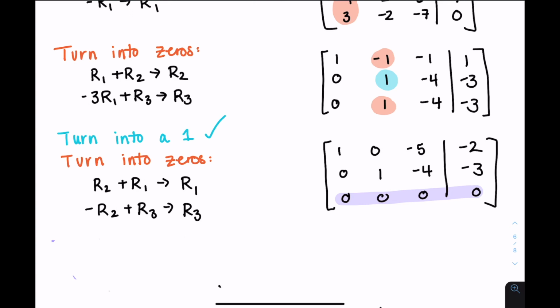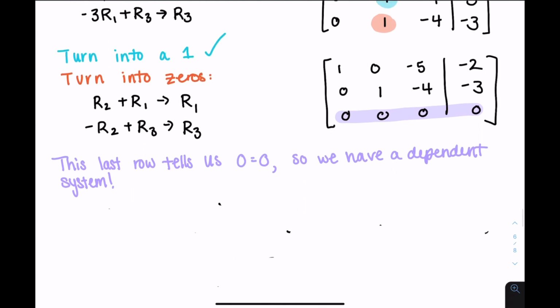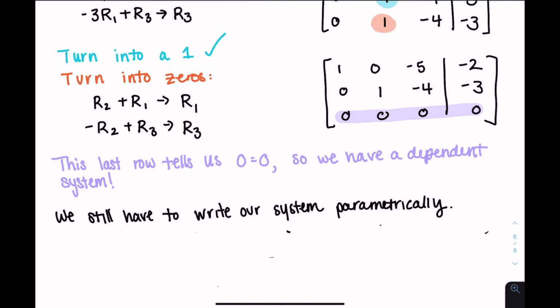Remember, this corresponds to an equation. So this last row is telling us 0 equals 0. So we've got a dependent system. Now again, to write these, we have to write it parametrically because there's infinitely many solutions, but again, not every single XYZ combination is going to work in the equation. So I have a free variable, and in this case, I'm going to let z be that variable. It's going to be any real number.